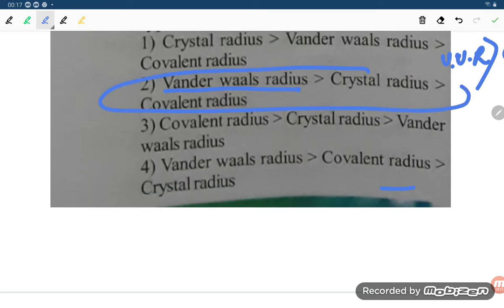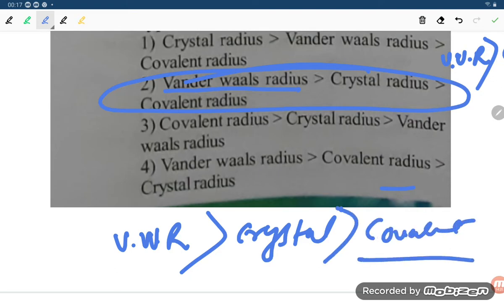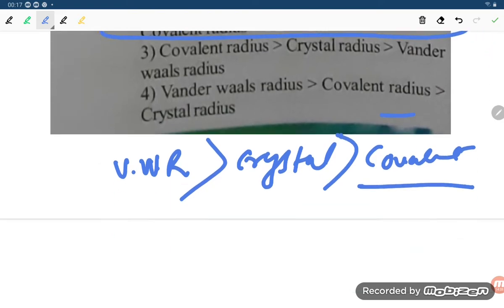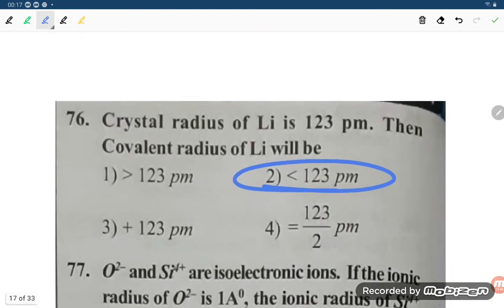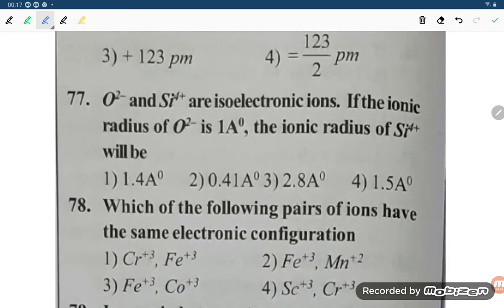Please recorrect yourself. I am writing again: VW or van der Waal radii, then crystal radii, then it will come covalent. Okay, student, so covalent has the smallest type of radii. So if you take this option, the covalent will have lesser radii than 123 picometer. So option number 2 is correct, student. Okay, somewhere we have to consider in different ways, student.